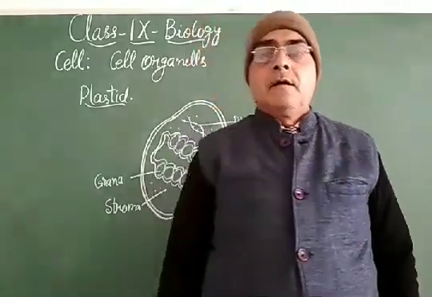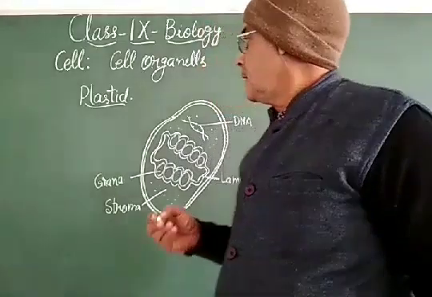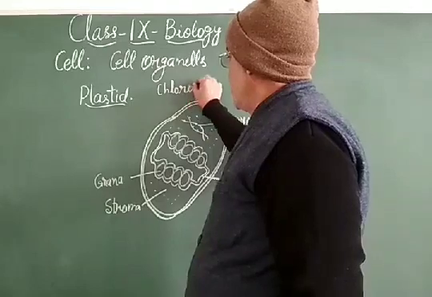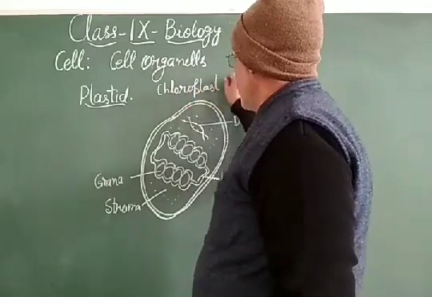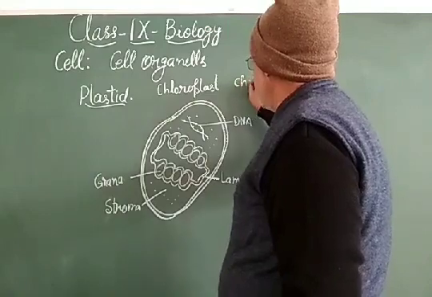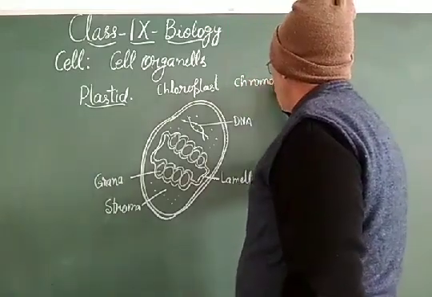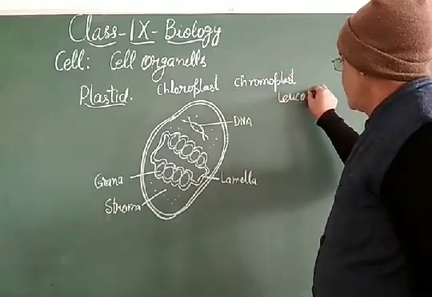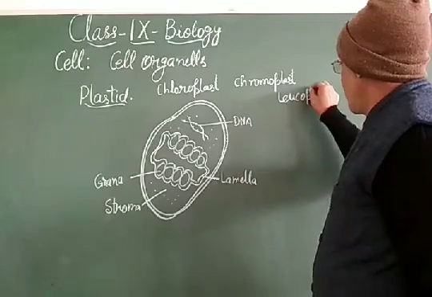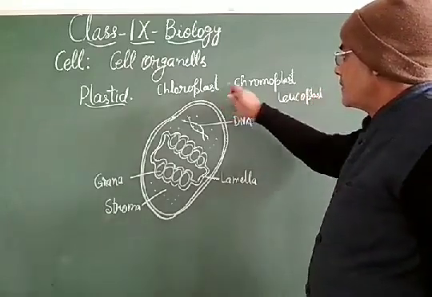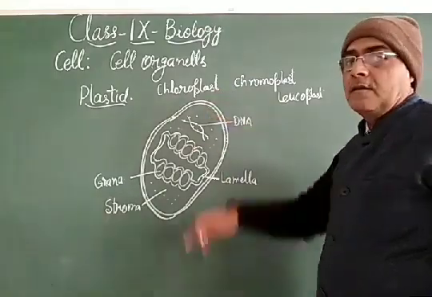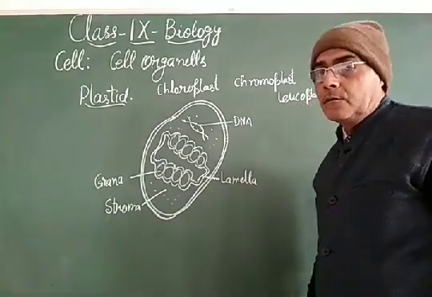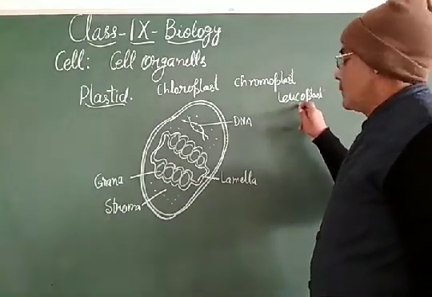My dear students, the plastids are of three types: chloroplast, chromoplast, and leucoplast. Dear students, the chromoplast and chloroplast are found in the leaves and stem of the plants, while the leucoplast is found in the roots. And in leucoplast, there is no color pigment.